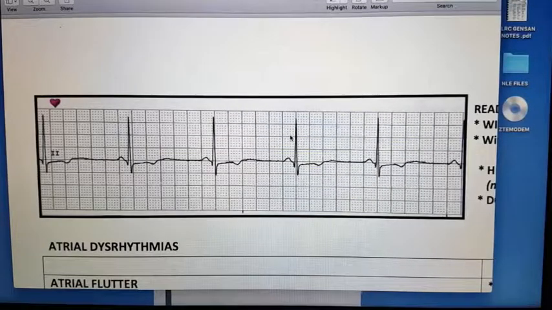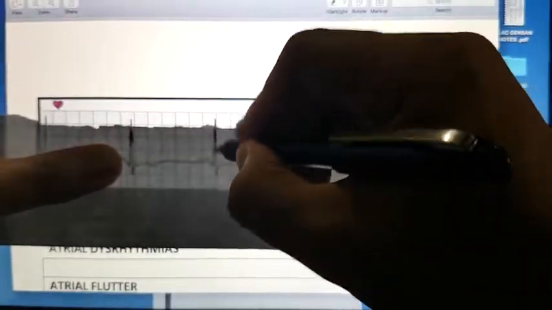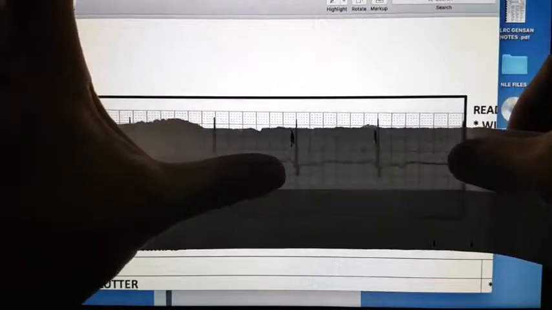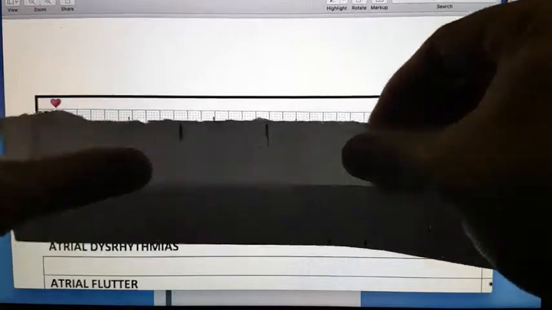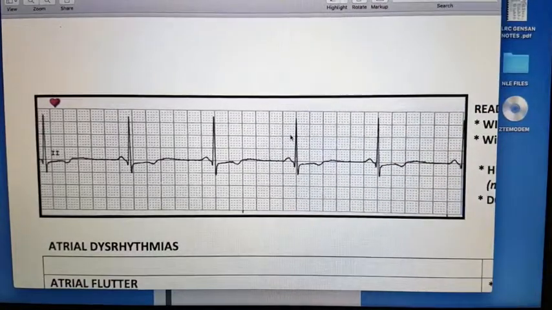Now, what about the distance of these R waves? Let's try to check. Pare-pareho ba yung distance nila? Yes. So, there is what we call rhythm. Am I right? May rhythm. Ang problema lang, the heart rate is less than 60. Therefore, this tracing is what we call sinus bradycardia.